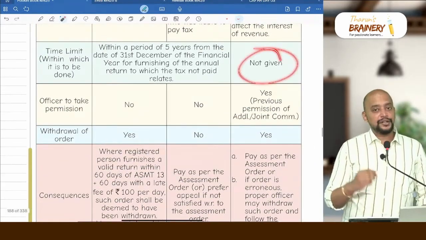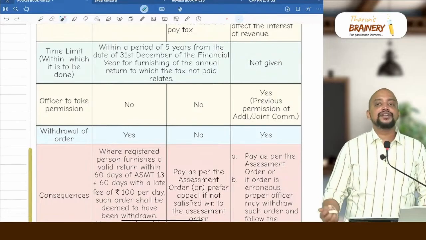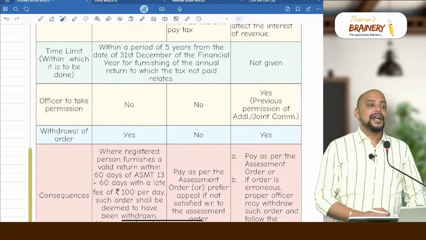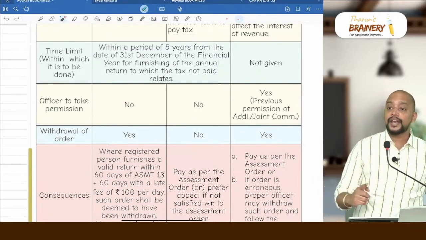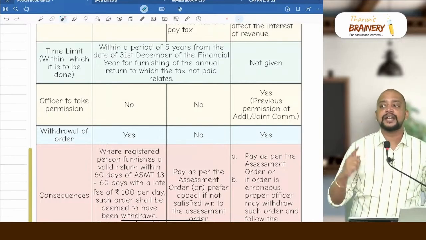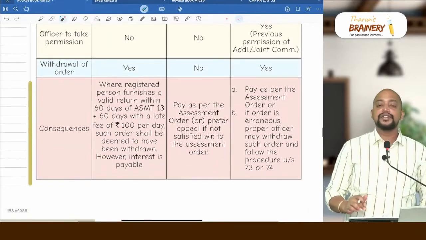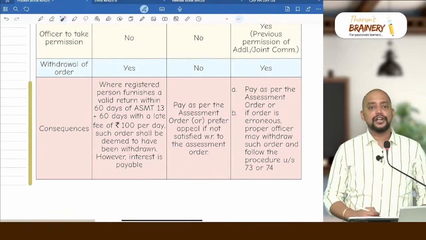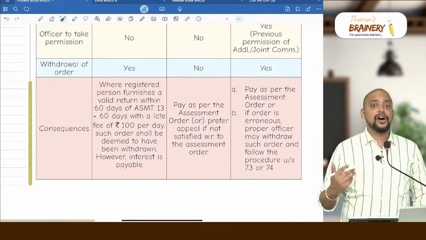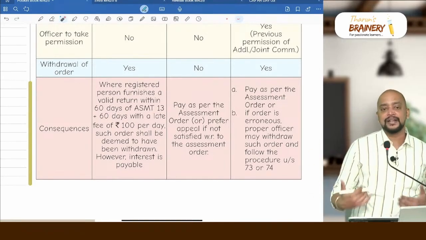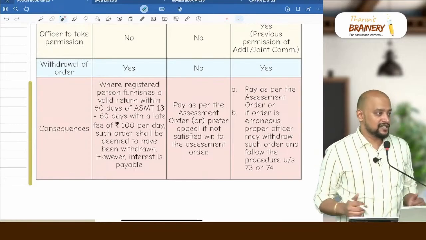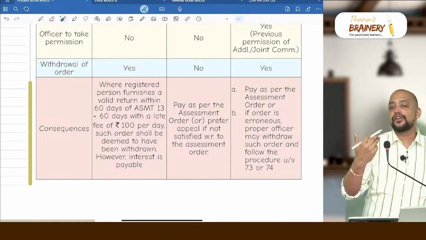Any time limit? No, they have not given a time limit. Does the officer need to take any prior permission? Yes, they need to take the prior permission of the additional joint commissioner, because they are going against the principles of natural justice. Without giving an opportunity of being heard, they are passing the assessment order. Withdrawal of order? Yes. When? If the officer is of the opinion that he does not want to levy, he can withdraw, or upon request by the taxpayer, who says, sir, I will follow the regular assessment process like 73, 74 itself, please withdraw this order. When the request is made, thereafter the officer can withdraw.